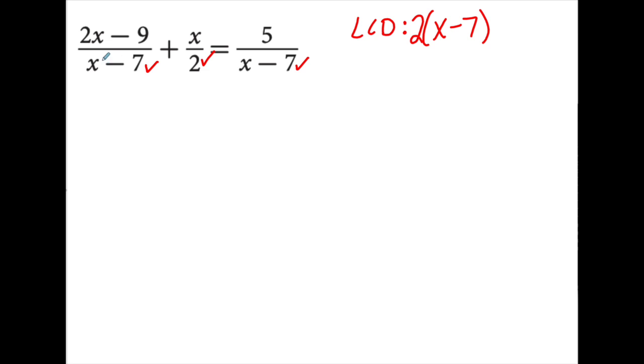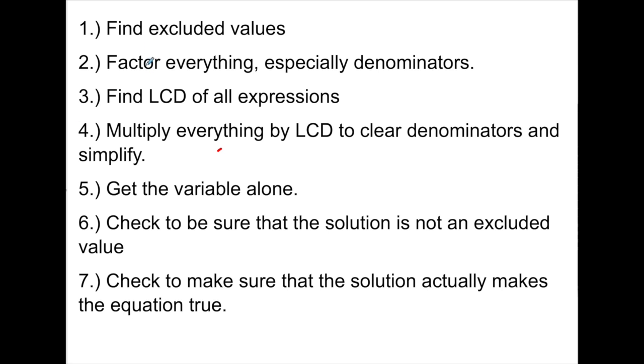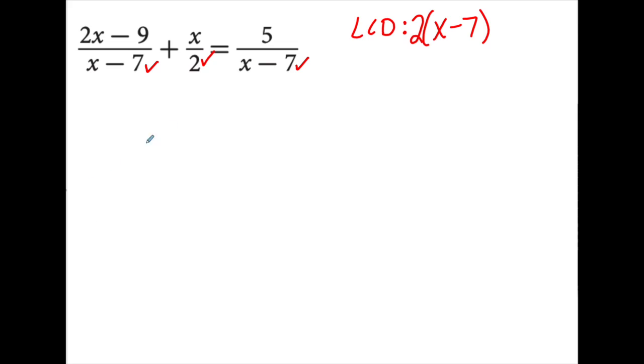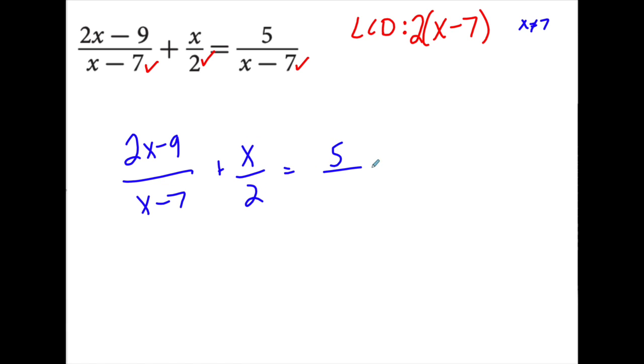So first, everything is factored, right? Excluded values, let's get those real quick. The excluded value is 7. All right, let's go for it. So I'm going to write this. So we've got 2x minus 9. So here's what our equation looks like factored, because essentially there's no real change. So you could say this is simplified in that regard.